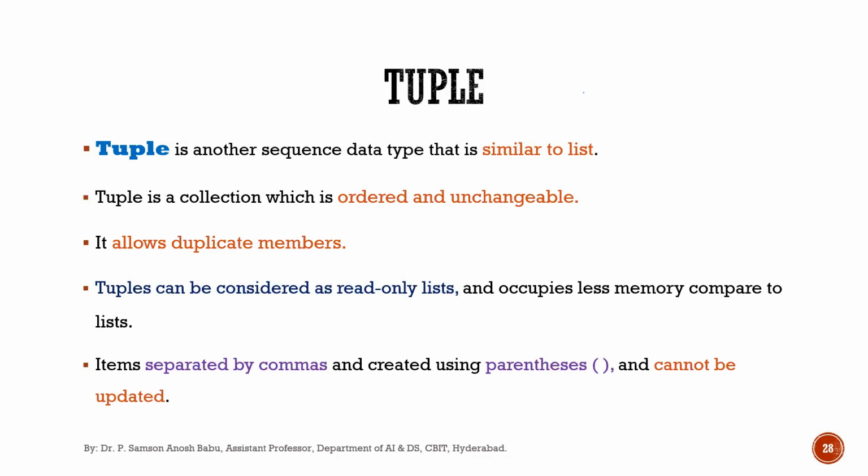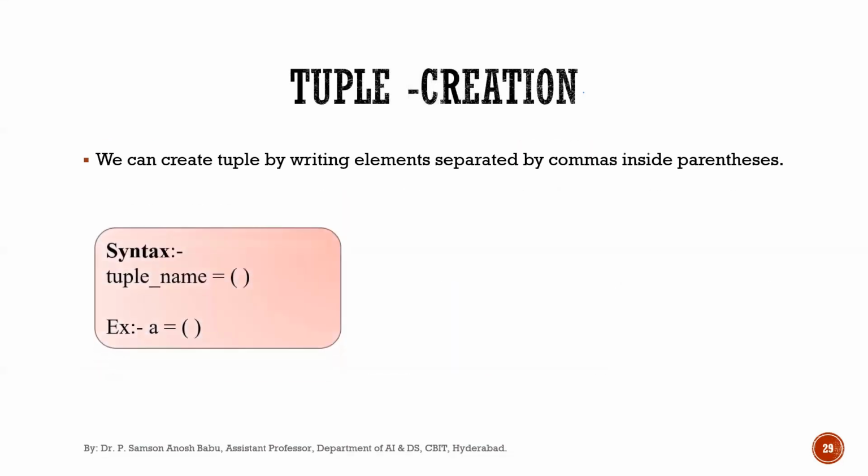Items are separated by commas and created using parentheses, and cannot be updated. We see the tuple creation. We can create a tuple by writing elements separated by commas inside parentheses. See the syntax: tuple name equals empty parentheses. This is an empty tuple, A equals empty tuple.